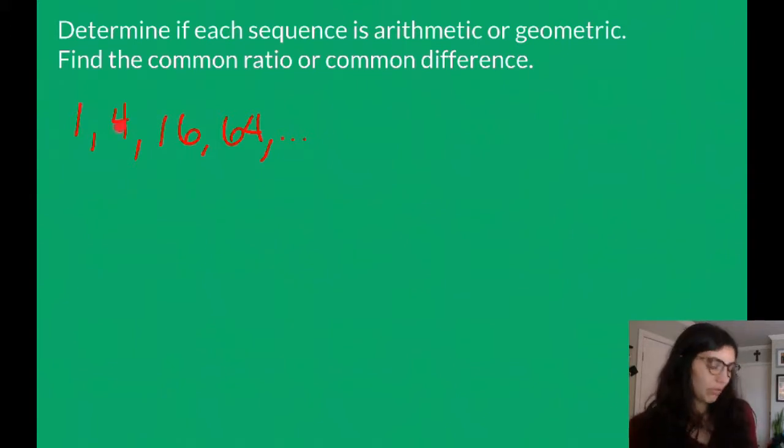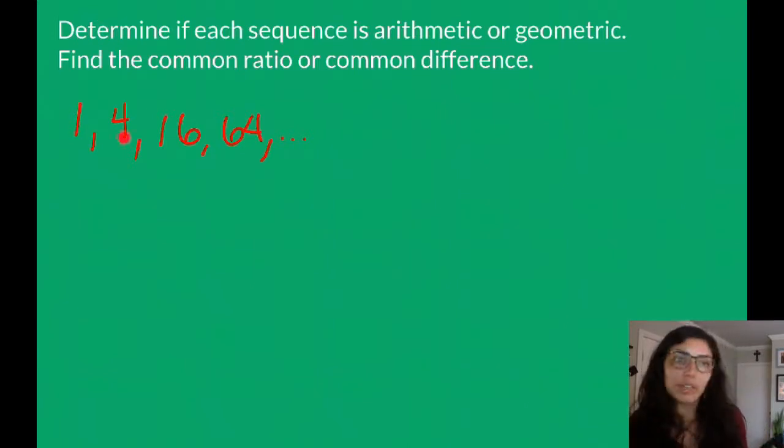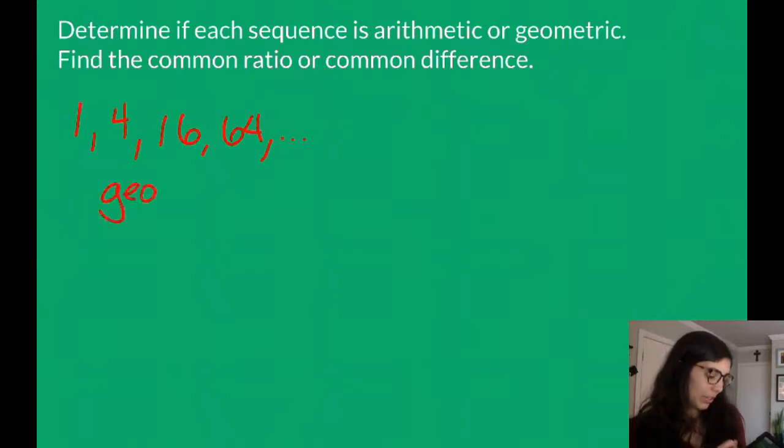To get from 1 to 4, I would have to multiply by 4. So 1 times 4 is 4. 4 times 4 is 16. 16 times 4 is 64. If multiplication works, this is called a geometric sequence.